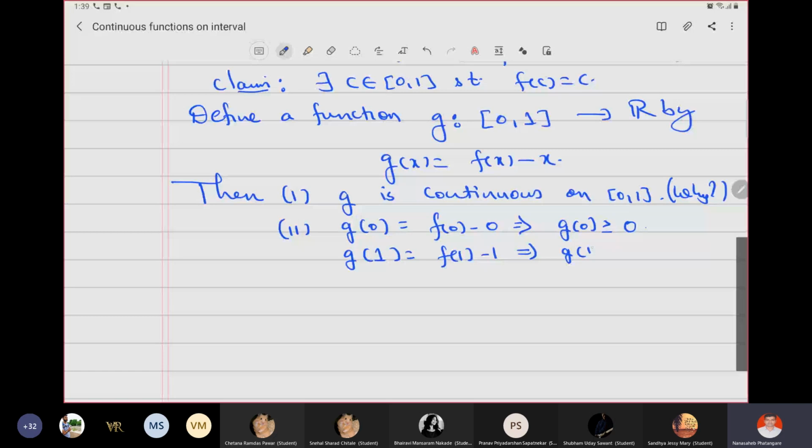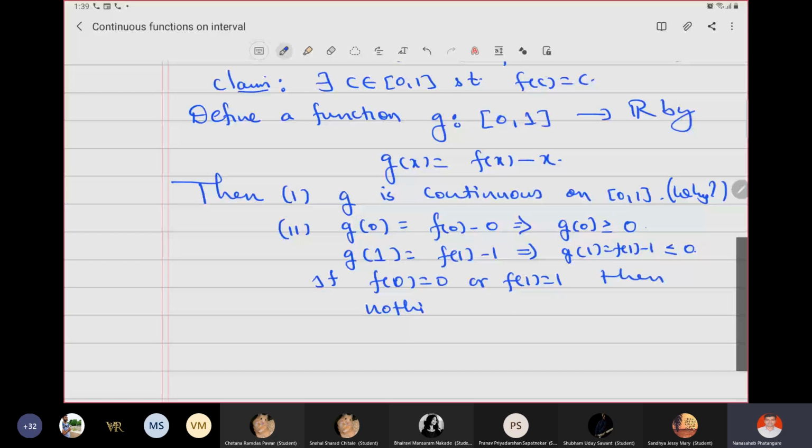So if f of 0 is equal to 0 or f of 1 is equal to 1, then there is nothing to prove, because then 0 or 1 is a fixed point. We found a fixed point, nothing to prove. Correct? Do you understand?